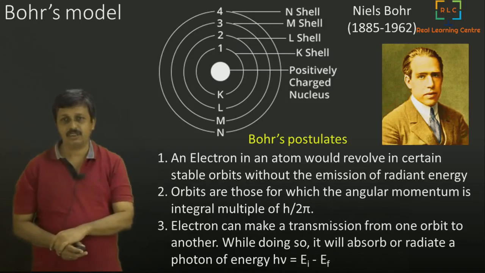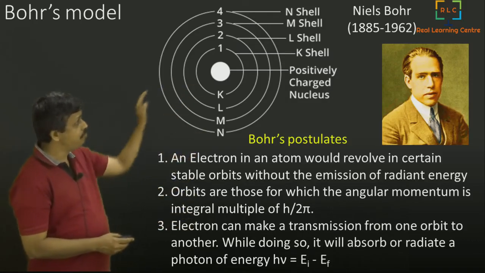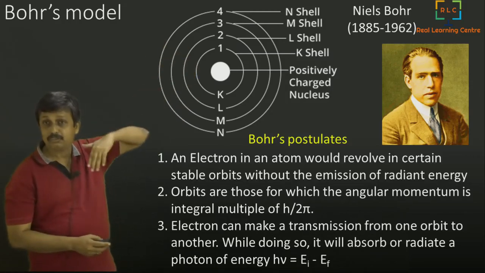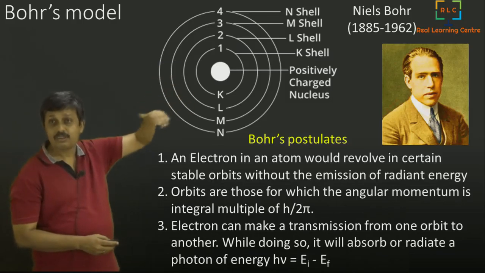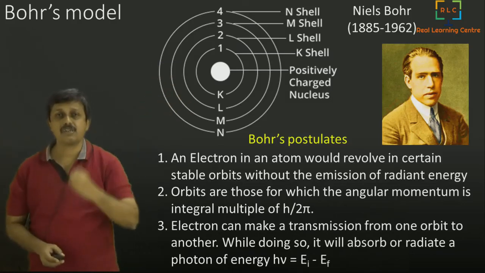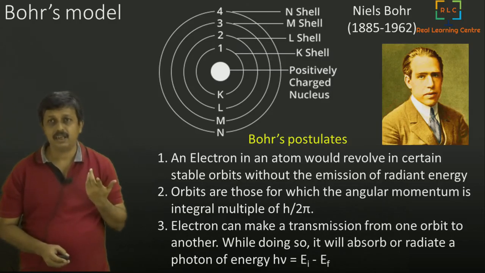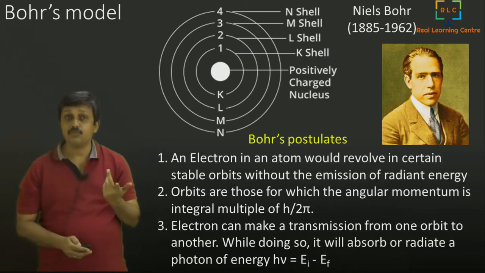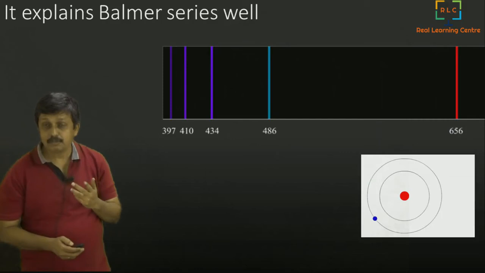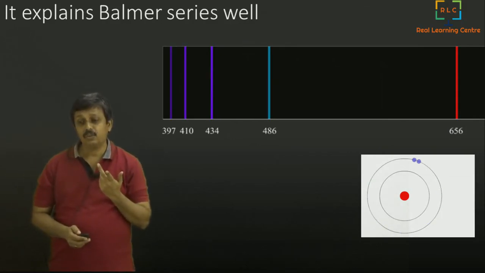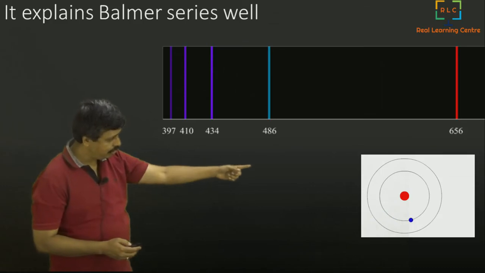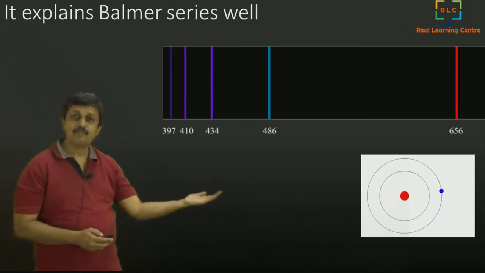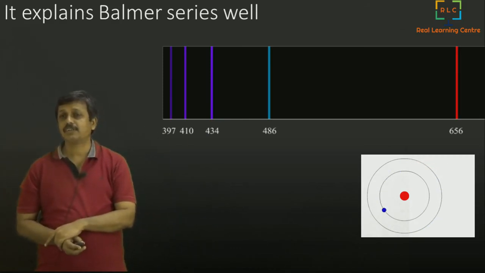So he said that if you take one of the orbits, let us say orbit number 2 to orbit number 3, assume it is jumping from 3 to 2. Then it means it is giving out a photon of energy equal to the orbit energy of 3 minus the orbit energy of 2. That is his third postulate. So it explains the Balmer series very well. See, look at this. Whenever it jumps from a higher orbit to a lower orbit, it gives a photon. Otherwise, from lower to higher, it absorbs photons. So you can see this picture.